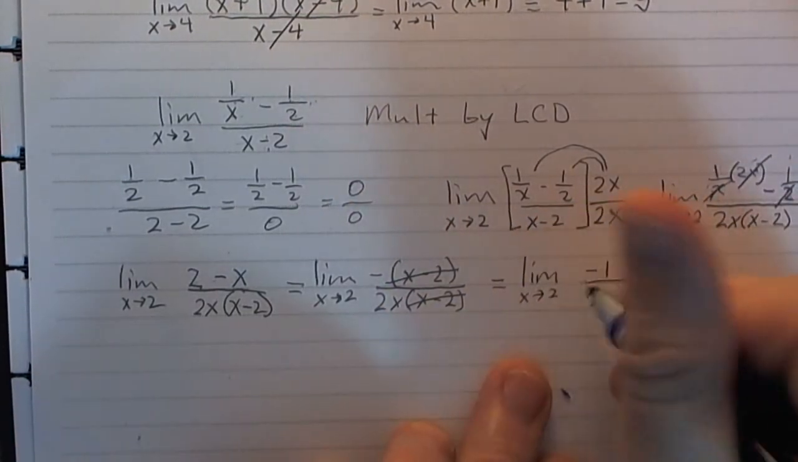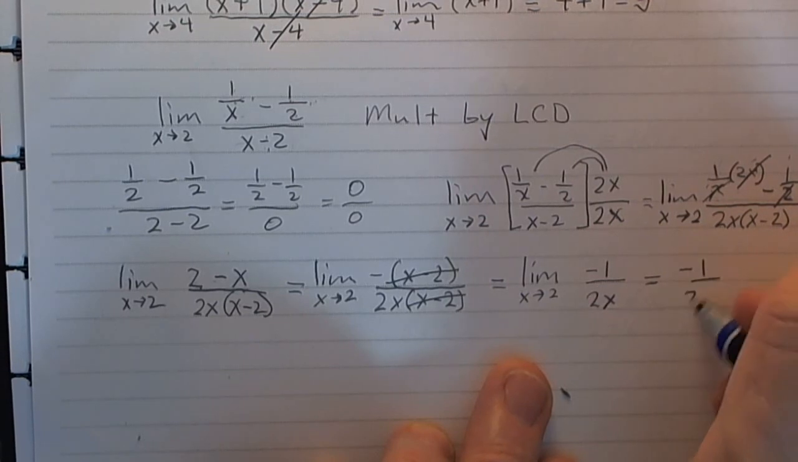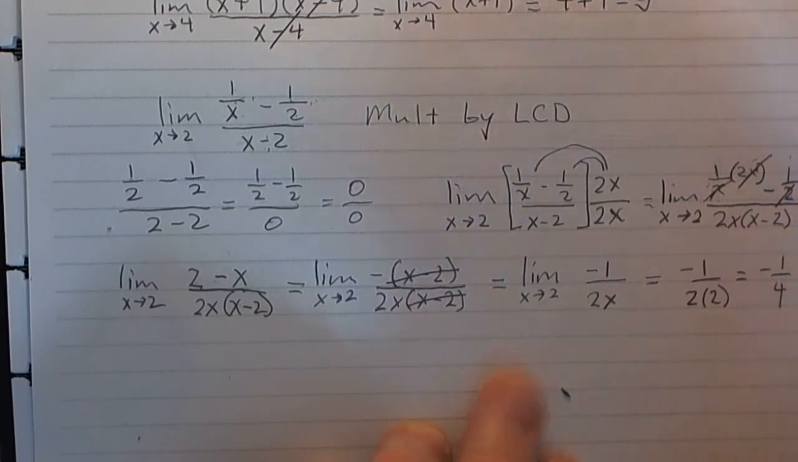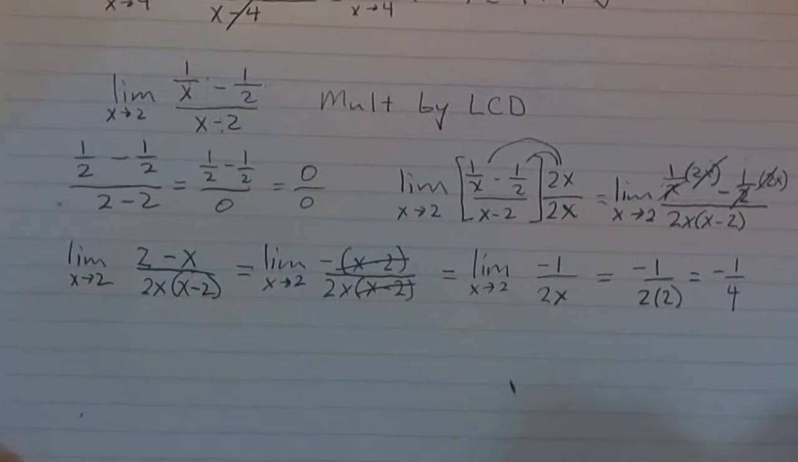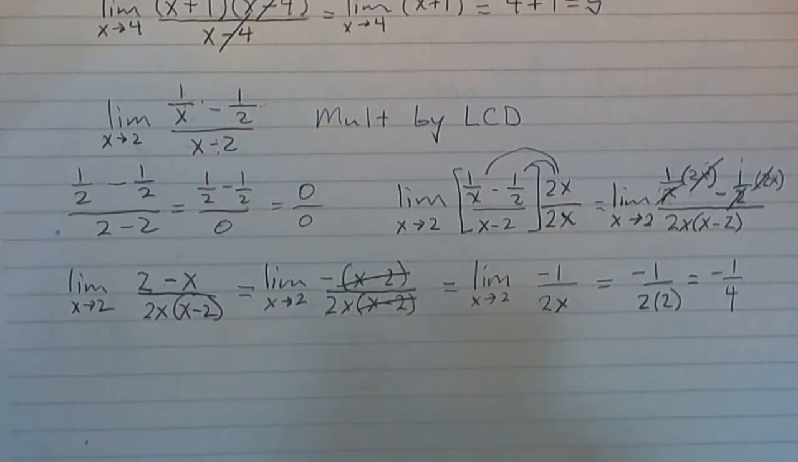Well, now we've done that simplifying. Now let's try plugging in. We've got negative 1 over 2 times 2, which is negative 1/4, and that is our limit right there. After all that work, that limit is negative 1/4.